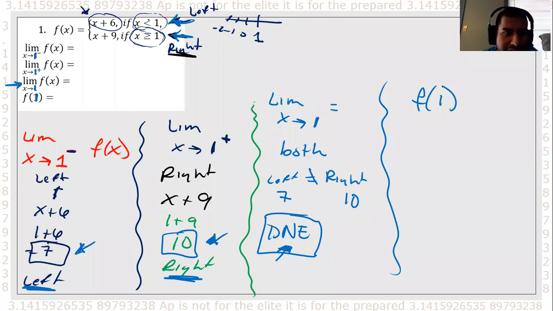Well, notice this right here is just open. And I know I wrote over it. This one right here has a little equal sign in the bottom. So which one includes the 1? Is it the x plus 6? The bottom one. Yeah, it's the bottom one, x plus 9.